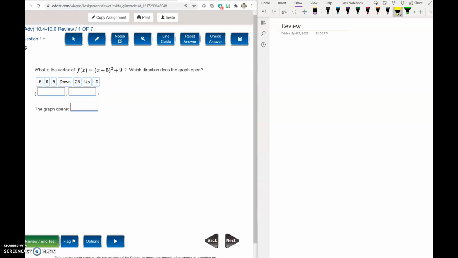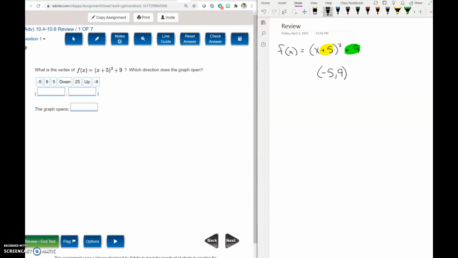And remember that when you have something like this, which our book refers to as standard form, but everyone else refers to this as vertex form, the x value of the vertex comes in the parentheses. The y value comes from the number after. The number in the parentheses is opposite. So this would be a vertex of -5, +9.